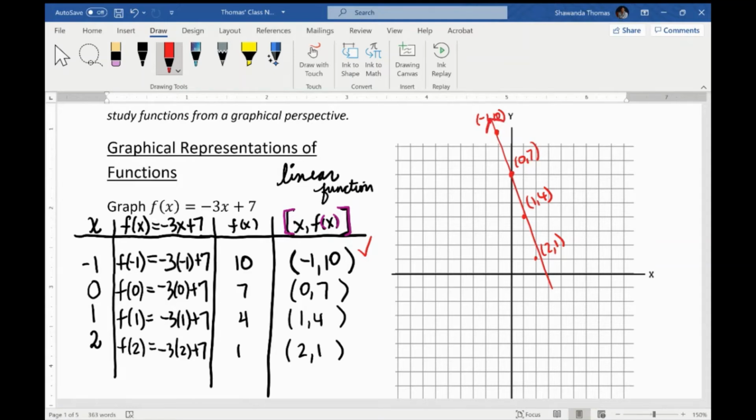Then I'm going to put arrows on the end. Why am I putting arrows on the end of my line? Because it continues. It's ongoing. Very good. It's going on to infinity, forever and ever.